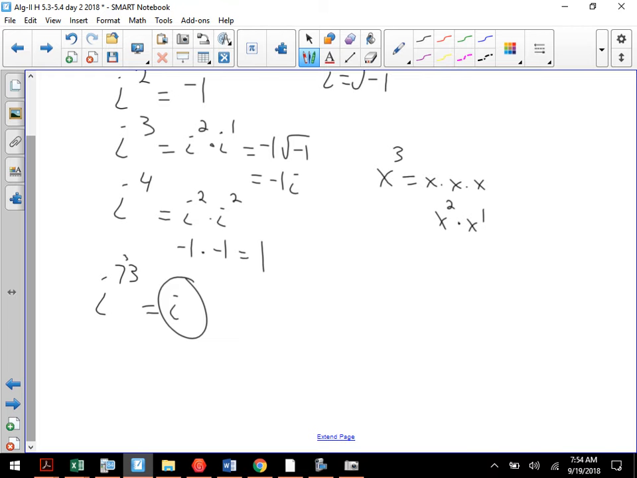That's how that works. The pattern itself repeats over and over. You don't have to write out i to the 4th 18 times to know that when you multiply all those together, you're going to get 1. Just remember that if you divide by 4, whatever the remainder is tells you which one it falls on.